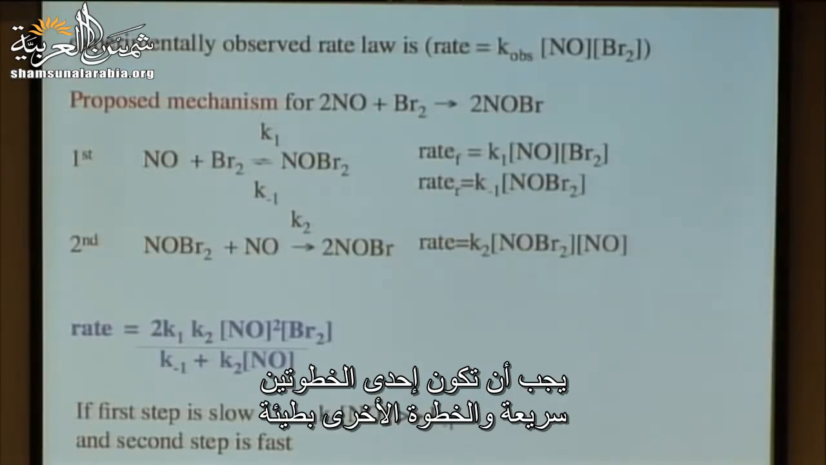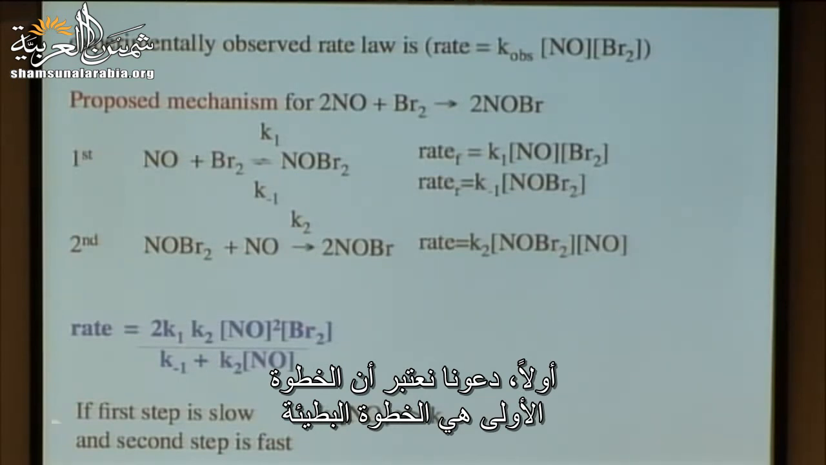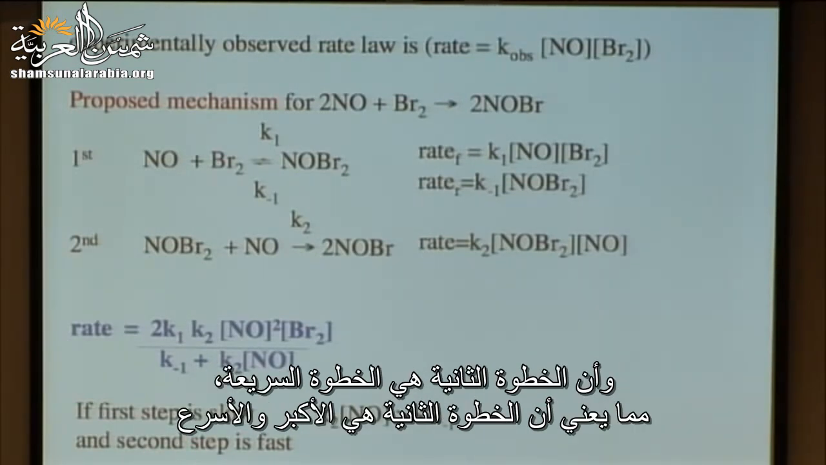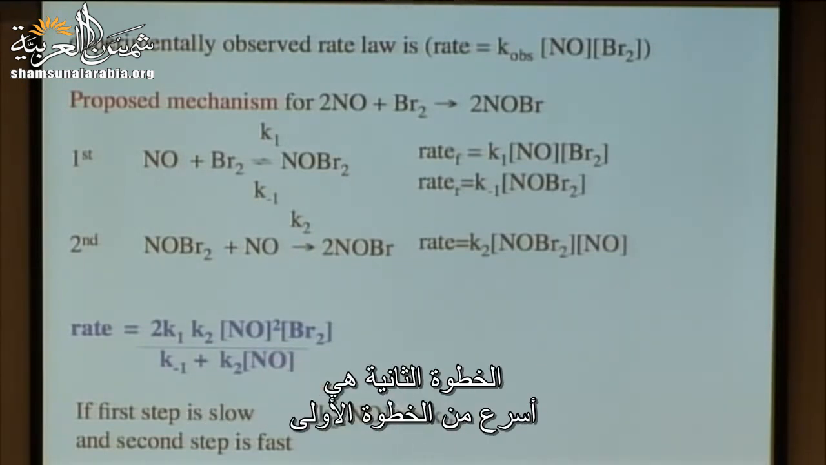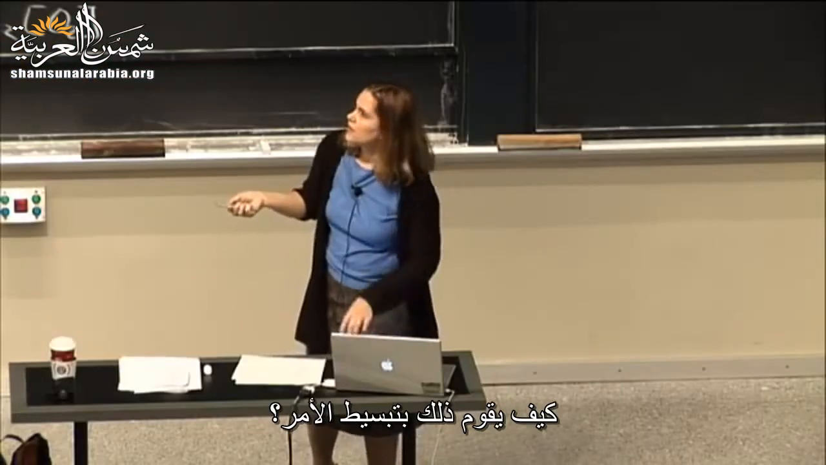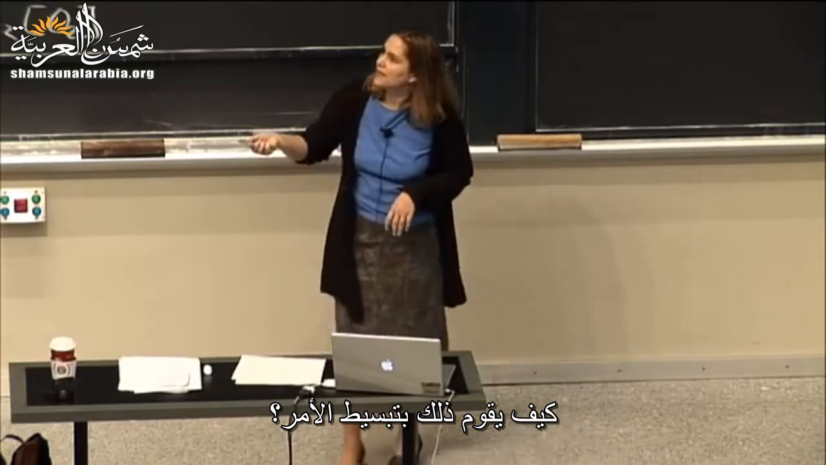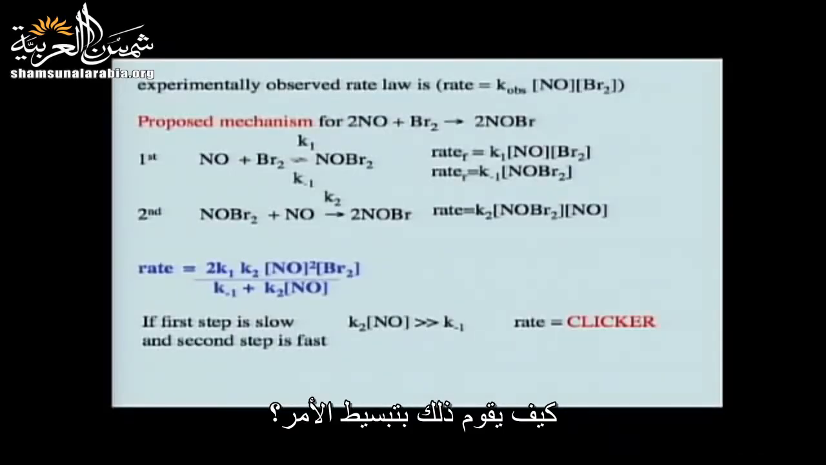So something has to be fast and something has to be slow. Let's first consider if the first step is slow and the second step is fast, which would mean that the second step is bigger, it's faster. That's K2 times NO would be bigger than K minus 1. So the second step is fast, faster than this. Now why don't you go ahead and tell me how this simplifies if that is true.